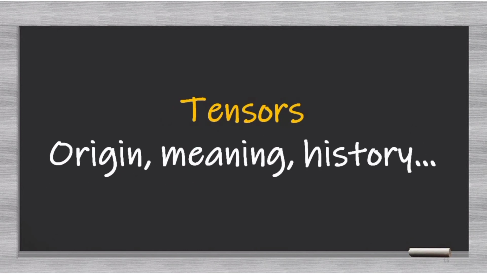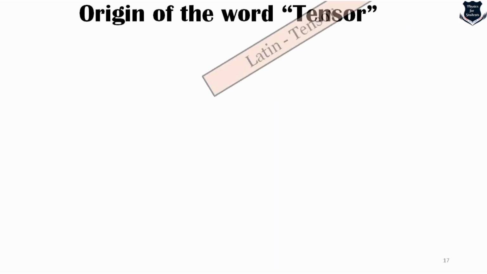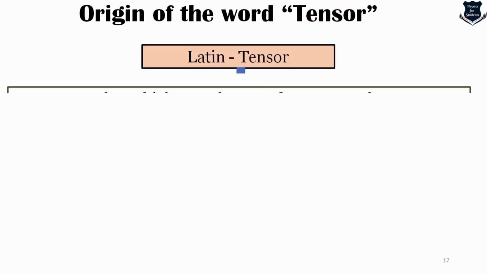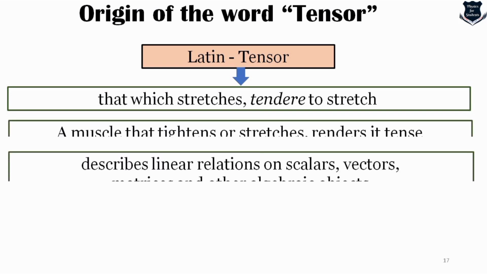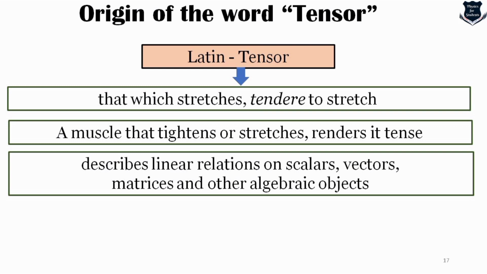So this is the time that we delve deep into the wonderful and fascinating history of the origin of tensors. Now the origin of the word tensor comes from a Latin word which means to stretch or to tend, that is some kind of a muscle which stretches. So it is a muscle that tightens or stretches, it renders, it tends.